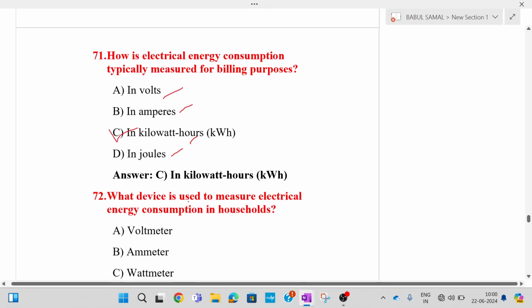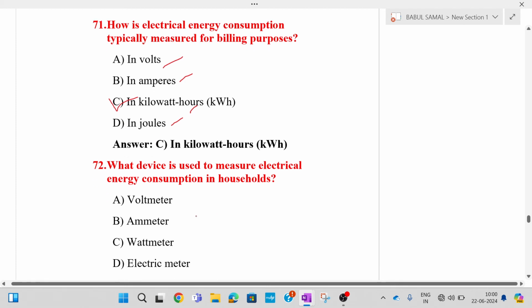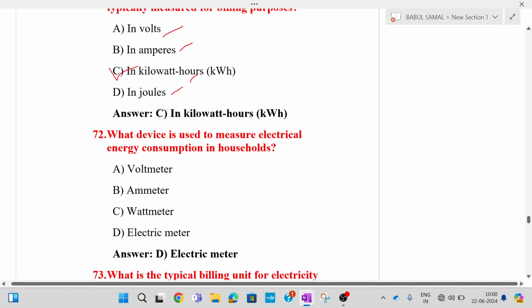Next question. What device is used to measure electrical energy consumption in household? So definitely an electric meter is used. An electric meter is used to find out how much electrical energy is being consumed.